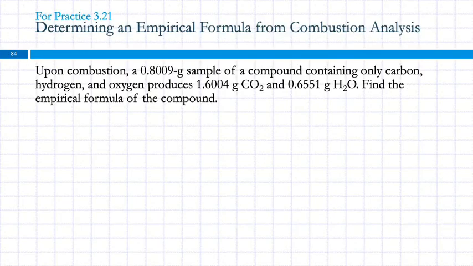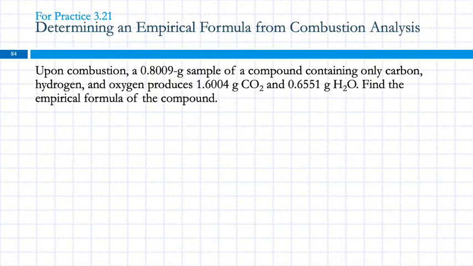Okay, so this one's going to be the one with oxygen in it. Upon combustion, a 0.8009 gram sample of a compound containing only carbon, hydrogen, and oxygen produces 1.6004 grams of CO2 and 0.6551 grams of H2O. Find the empirical formula.